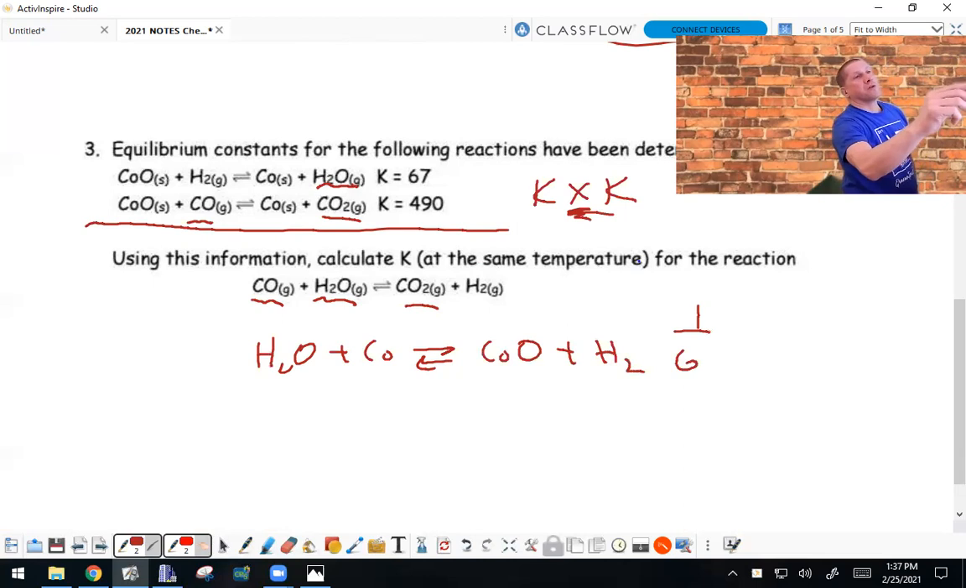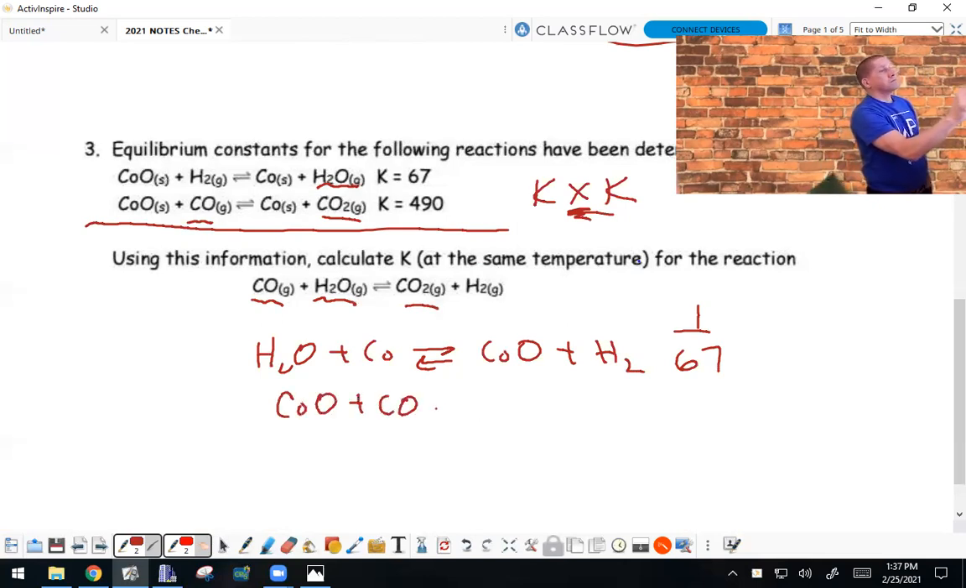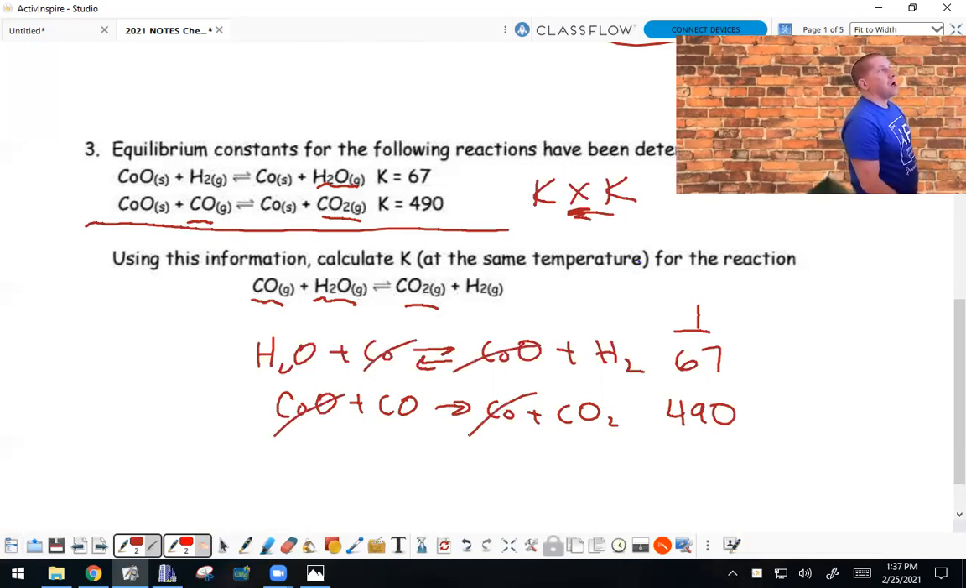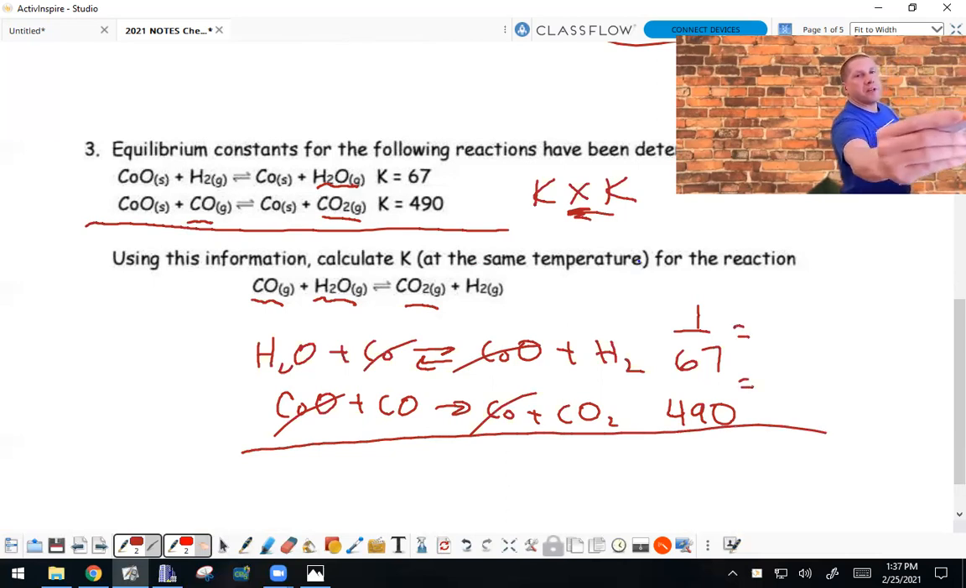Which means it's 1 over 67. But the second reaction is staying. So this one is staying 490. Now you can still cancel, so you can see I have CO2, CO2, and I have the right reaction. And then, like I said, with these, we multiply. We don't add, we multiply.